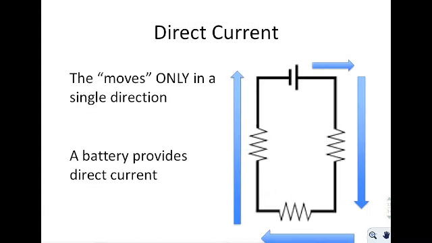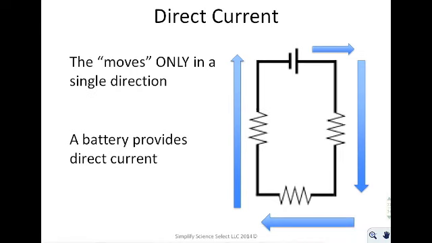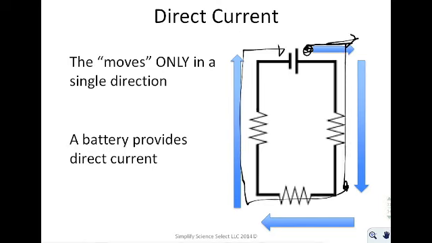You have two types of current. The first one is called direct current, and that's when the charge moves in a single direction. I say moves because it's not really moving, but a battery is what provides a direct current. It's a flow of charge as it moves through the wire in a continuous direction, in one way, from the positive to the negative terminal.